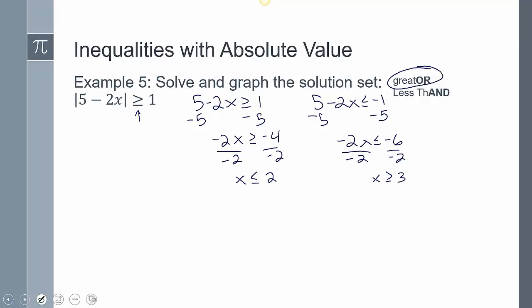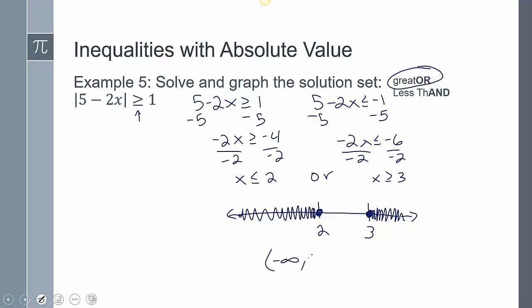And now, to graph this, because this is an or statement, I have x is less than or equal to 2 or x is greater than or equal to 3. So solid circles, and it's everything greater than 3 and everything less than 2. If I wanted to write this as interval notation, I could say negative infinity all the way to 2, union 3 all the way to positive infinity, which would be my answer.